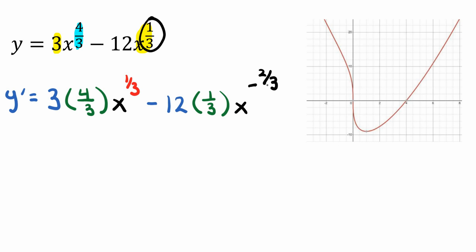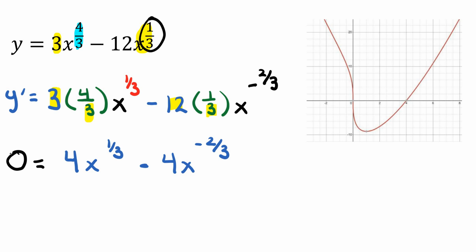Okay, and then in my next line here, let's go ahead and simplify things. So there's a 3 and there's a 3 underneath there. There's a 12 and a 3 there. So let's go ahead and simplify the coefficients first. So on the very first term here, I have 4x to the power of 1/3 minus 4x to the power of negative 2/3. And then let's go ahead and put a 0 here on the left-hand side, because now we're trying to find the x values where the derivative is equal to 0 or when it's undefined.